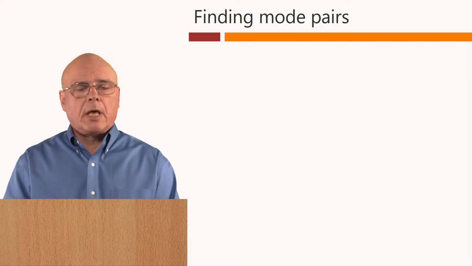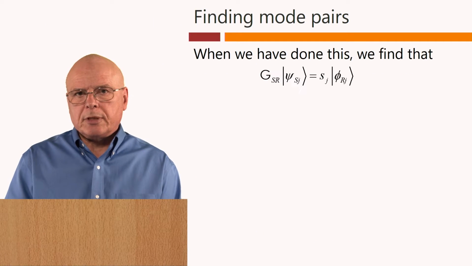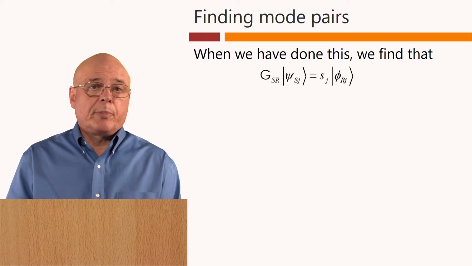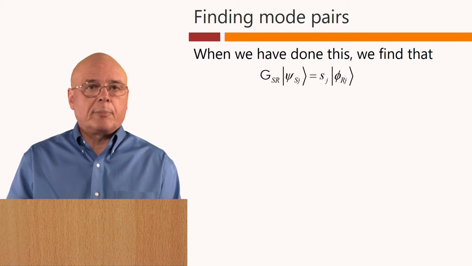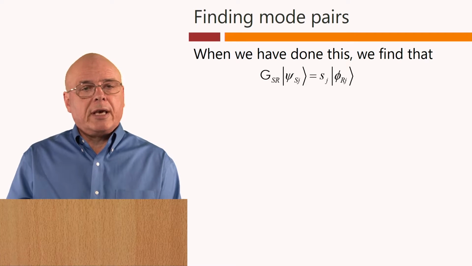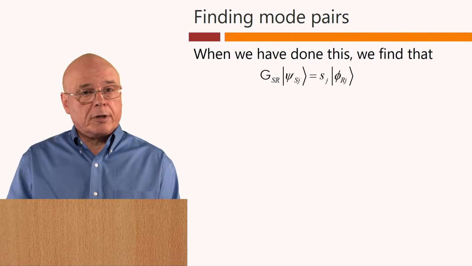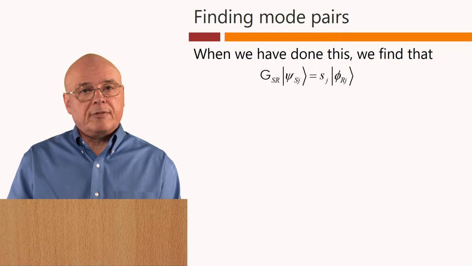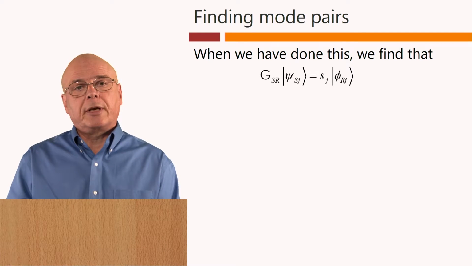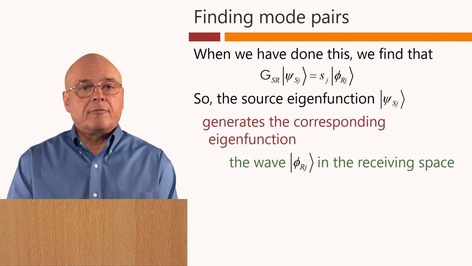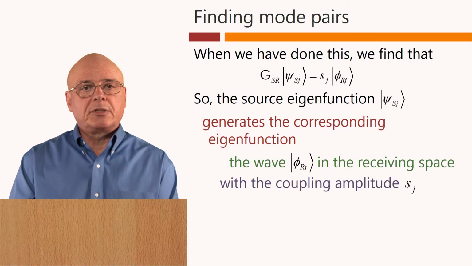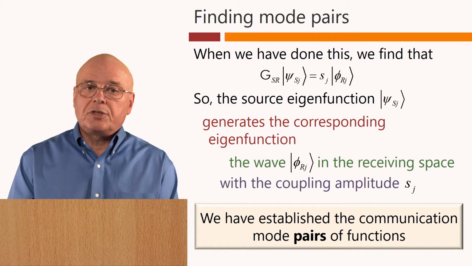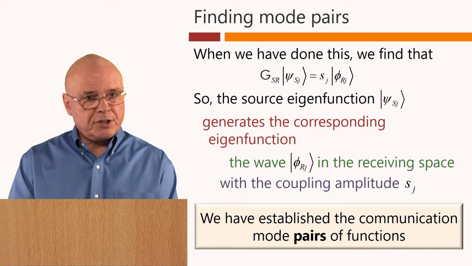Note incidentally that these two problems have the same positive eigenvalues, the modulus squared of this number Sj. Now, when we have solved these two problems, we find that if we operate on one of these source eigenfunctions, psi sj, with the coupling operator GSR, we get Sj times the corresponding one of the receiving eigenfunctions, phi rj. So the source eigenfunction generates the corresponding eigenfunction as the wave in the receiving space, with this coupling amplitude Sj. Therefore, we have established the communication mode pairs of functions.